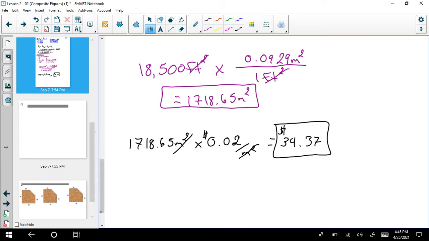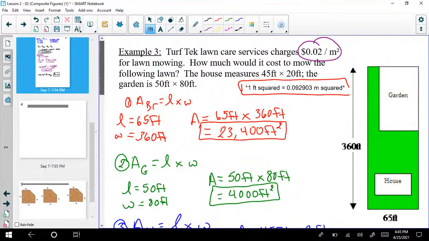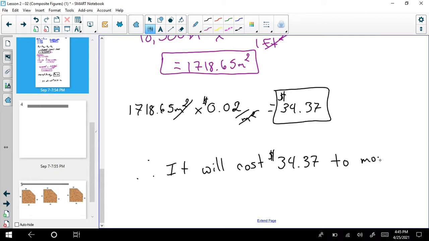Now, because this is a word equation, if we scroll up, this is a word equation, what I have to do is my therefore statement. So therefore, it will cost $34.37 to mow this lawn.